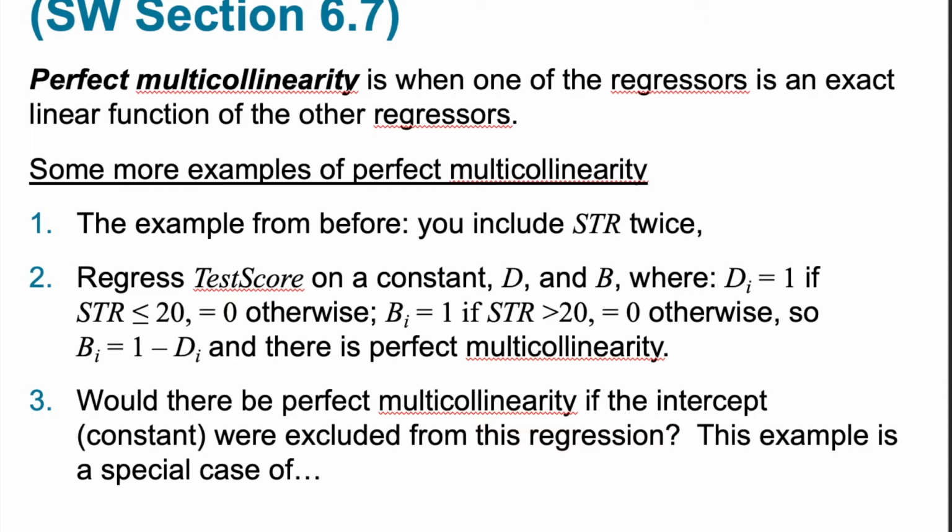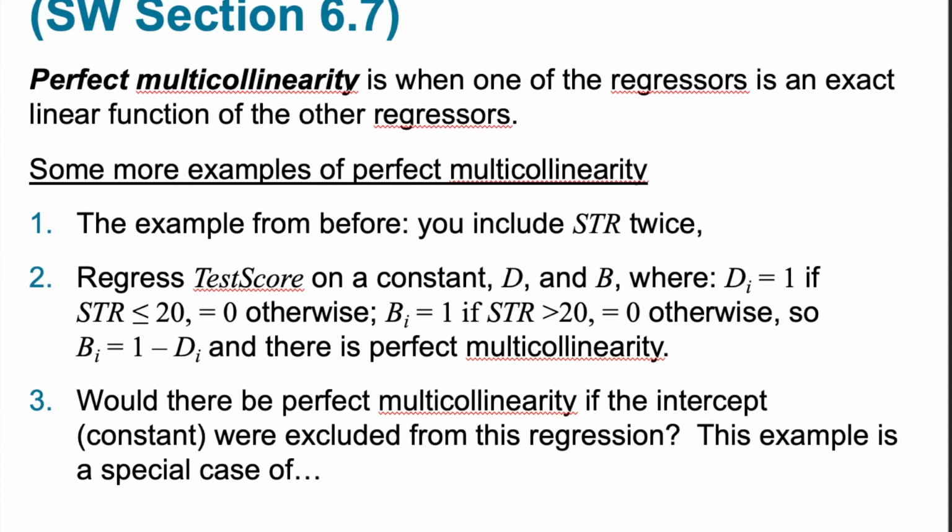We have one from before where we accidentally include one of our variables in the regression twice, and in that example we saw that Stata is going to drop that variable like it's hot. A second example may be where two variables are copies of each other but have different names.